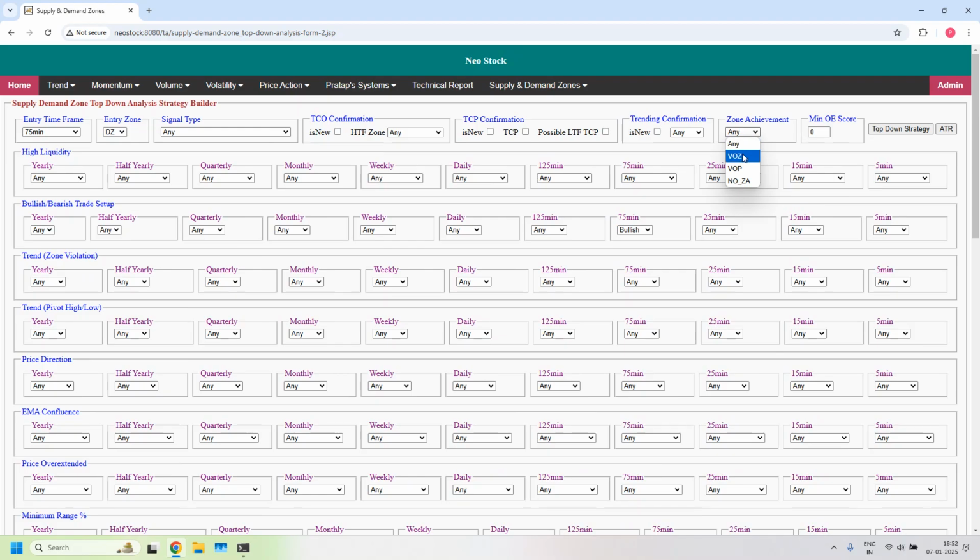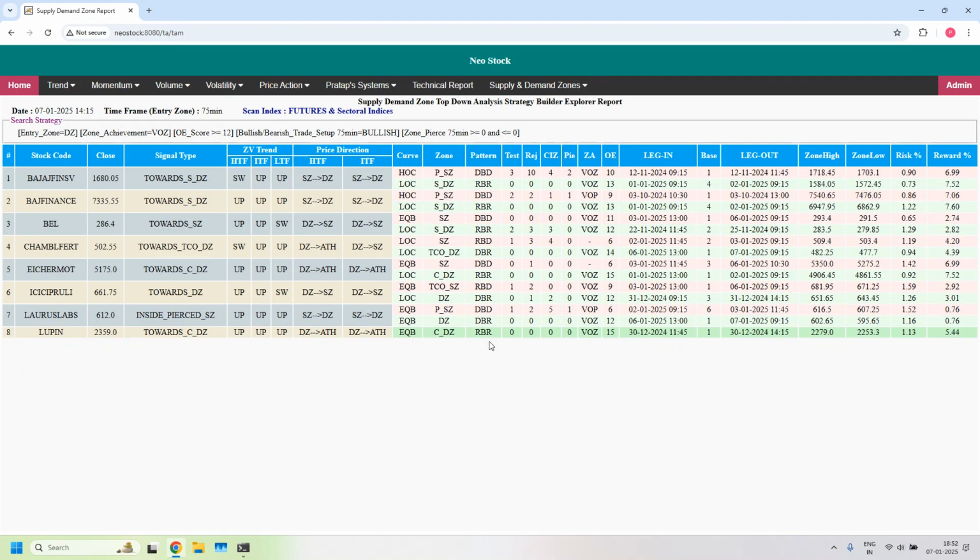Zone achievement, violated opposing zone, minimum odd enhancer score 12. All 3 filters are applied to 75 minutes demand zone, bullish trade setup. So we got 8 stocks. These 8 stocks are supporting bullish trade setup for weekly income trade.